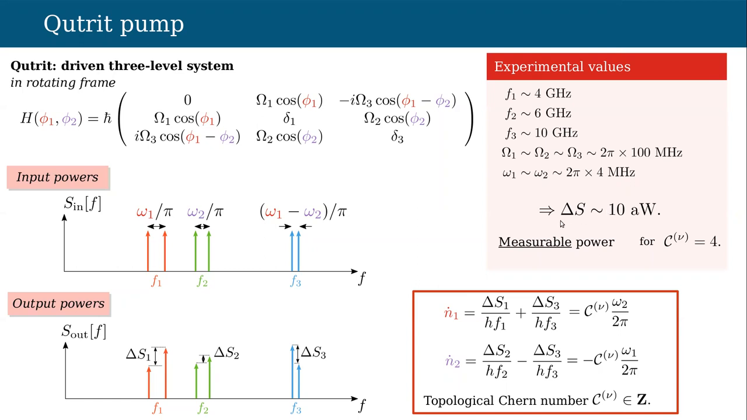And of course, this change of power will be for non-zero Chern number. It will correspond to having a topologically non-trivial pump. So here, 10 attowatts will be for a Chern number of the band equal to 4. So the question here is, how do we know what is the Chern number of the three bands of the quantum system.